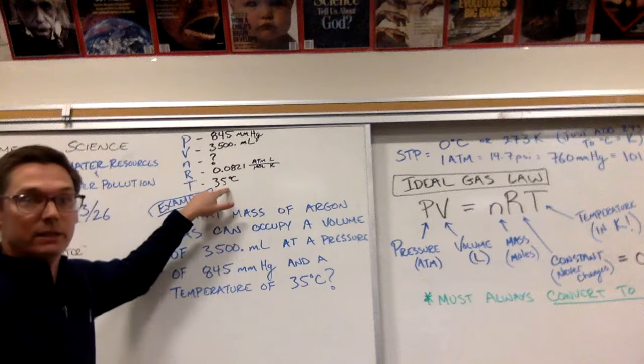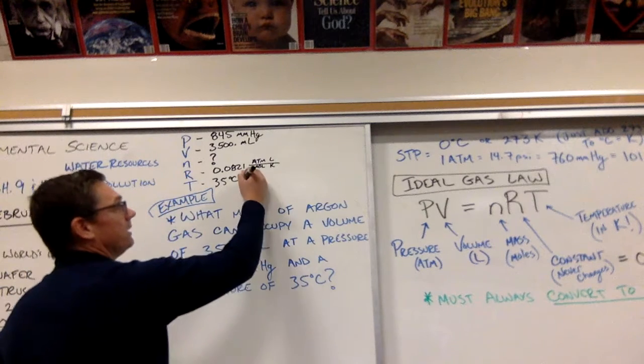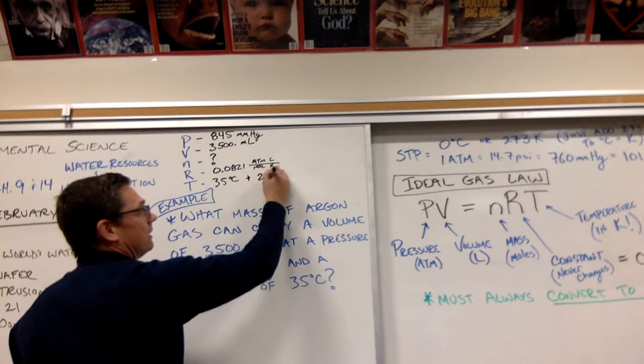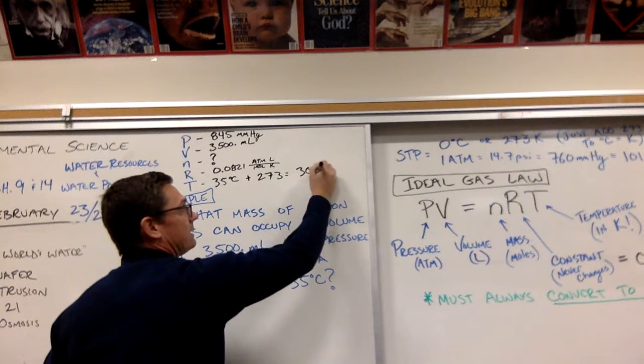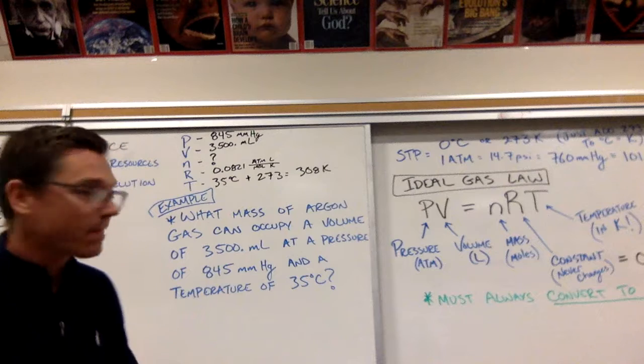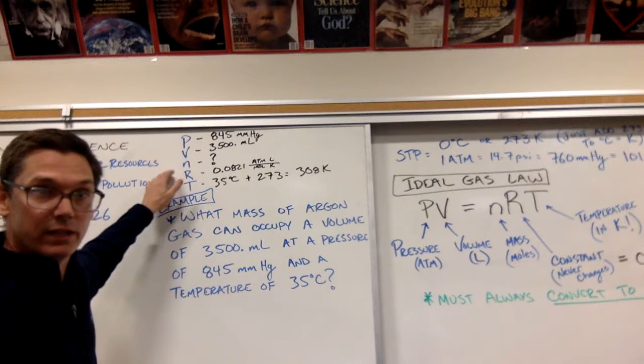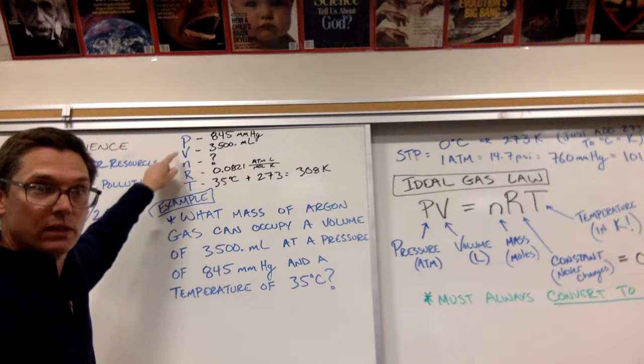So we'll start down here with the easy one, right? Temperature, all we need to do is add 273, which gives us 308 Kelvin, right? Okay, we know the constant's never going to change. We're looking for moles. Here's a volume.